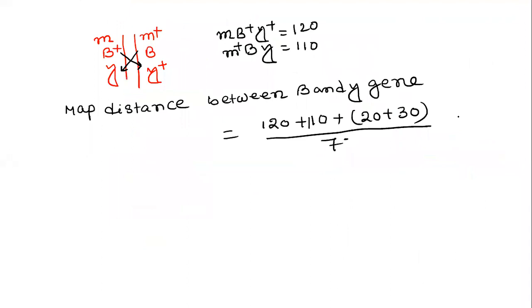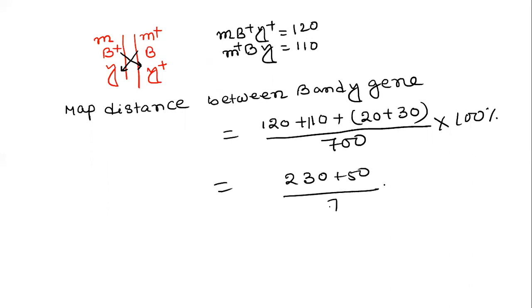So 700, into 100%. Now here 120 plus 110 is 230, 230 plus 50 by 700, into 100. So 280 by 7, so 40 centimorgan. First is 40%.